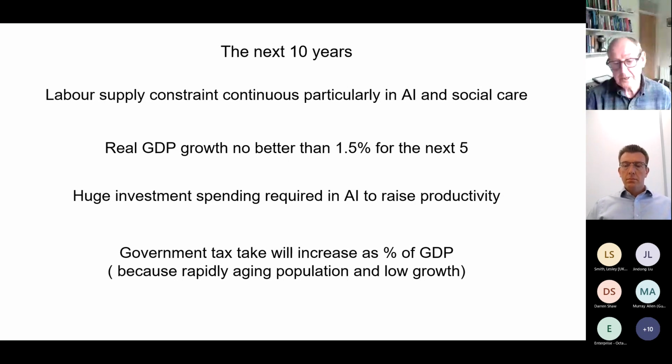And because of our rapidly aging population and low growth, then government share will have to increase unless we have euthanasia, which may be a good idea. So that's what it looks like to me, and I'm willing to take any questions. I know I dumped a lot on you, but you have to look at the big picture.